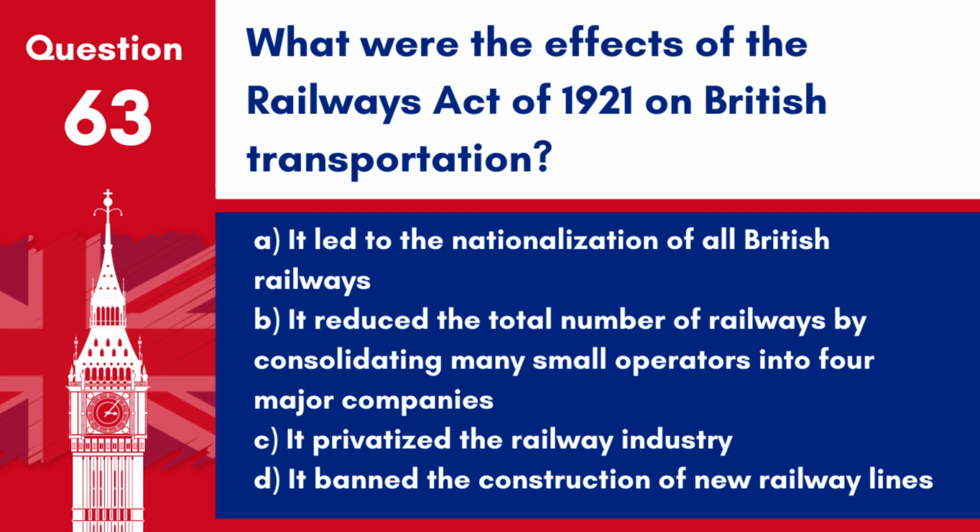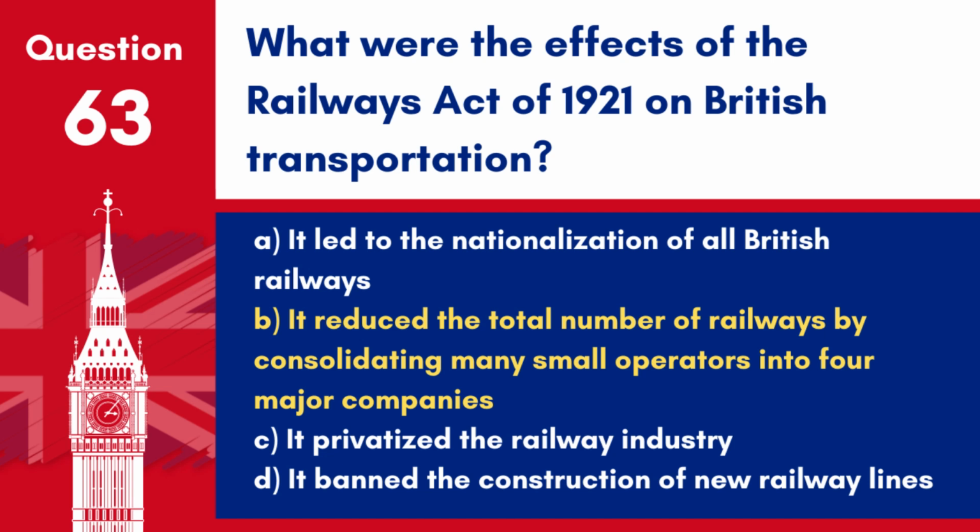C. It privatised the railway industry. D. It banned the construction of new railway lines. Answer: B. It reduced the total number of railways by consolidating many small operators into 4 major companies.